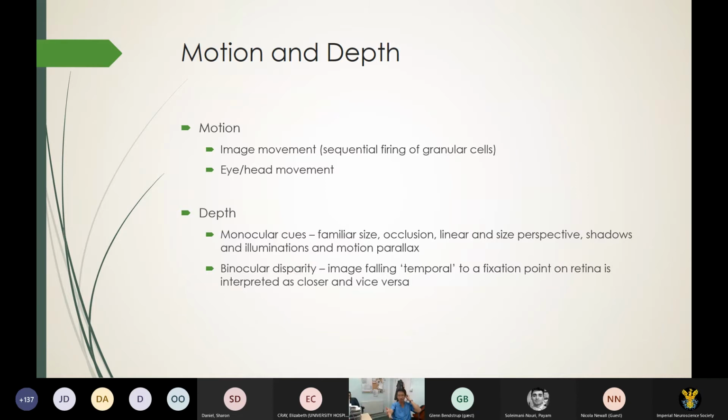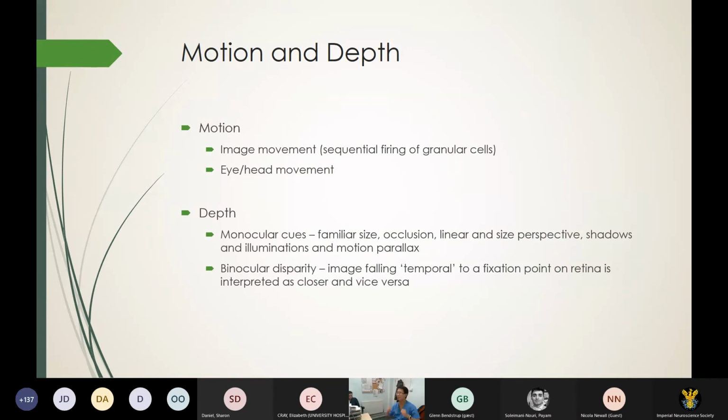Similarly, size perspective, we've looked at already. The smaller an object, the further away it is. Shadows and illuminations changes how you perceive an object, and we did that with those circles, with the gray scale. And motion parallax. Motion parallax is the speed of movement of something that tells you potentially how far away it is.